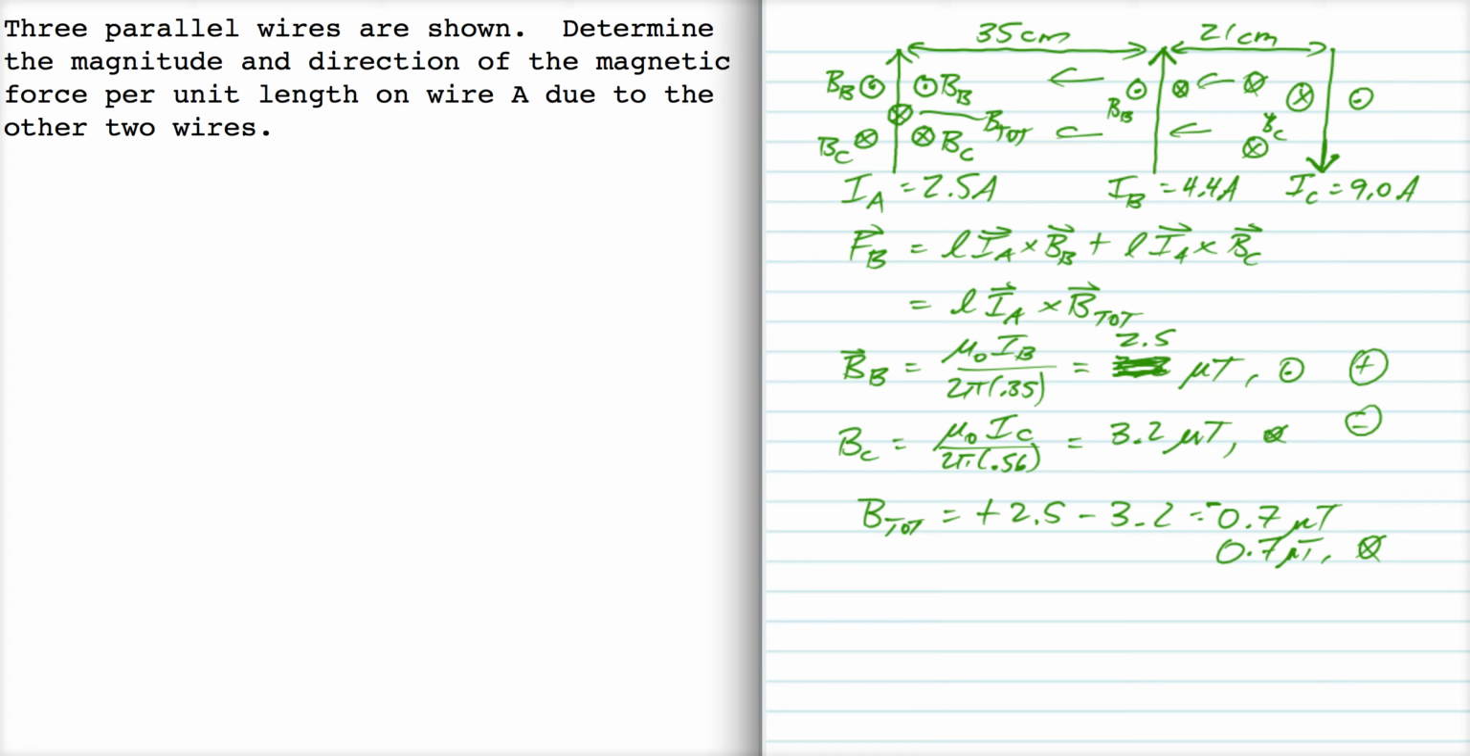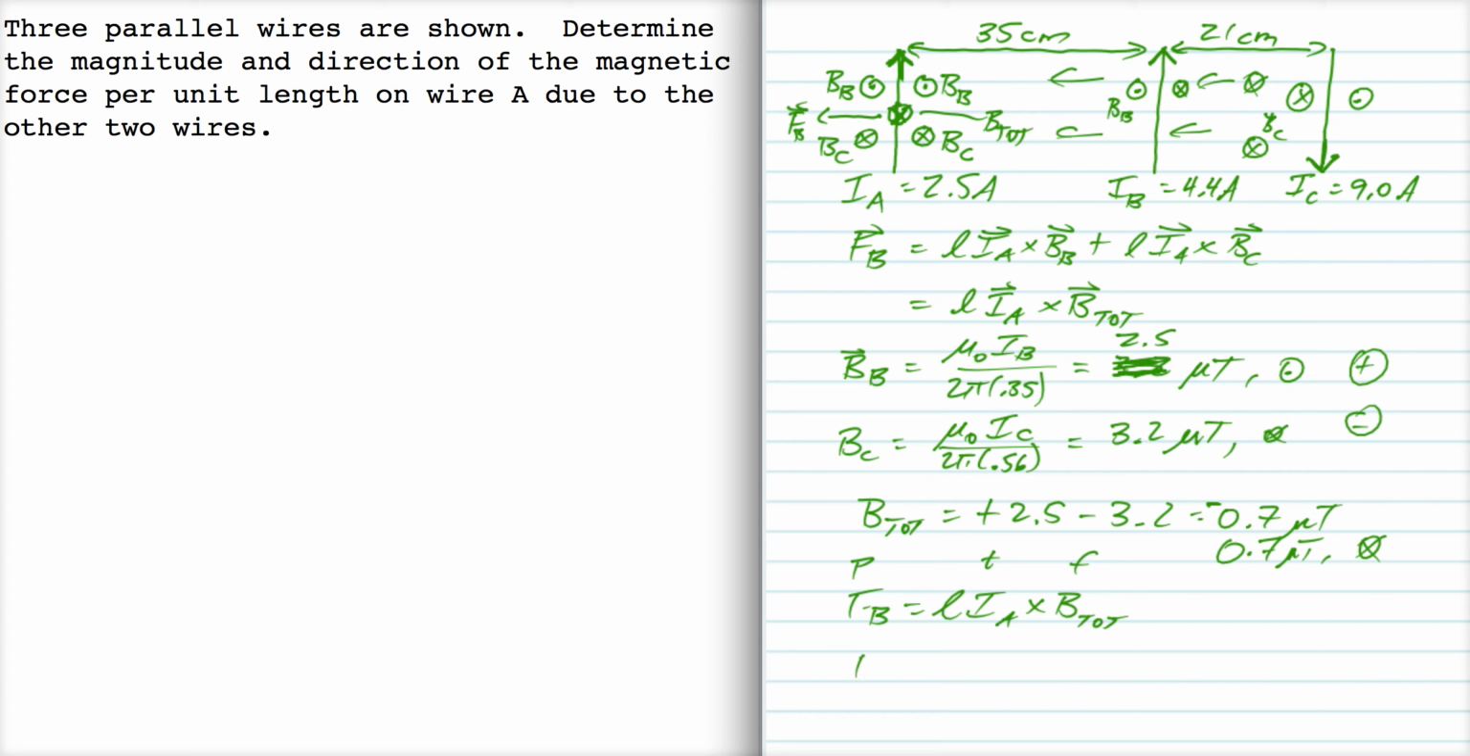And if that's the case, the right-hand rule tells us, if we do magnetic force is L I_A cross B total, we use palm, thumb, fingers, right? So if you point your thumb in the direction of the current and your fingers in the direction of the total magnetic field, then your palm is going to point in this direction. So there's our force. There's our magnetic force. It's going to point to the left.